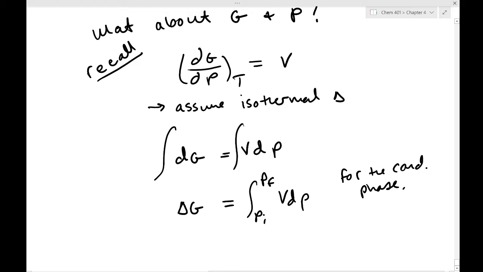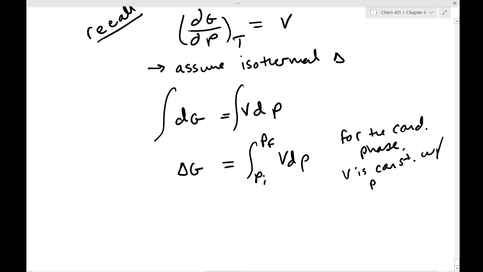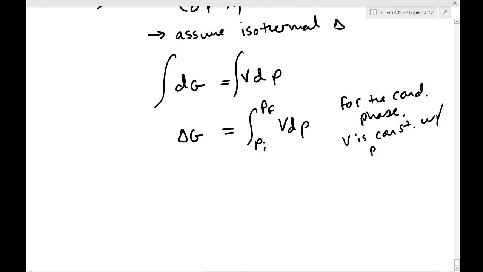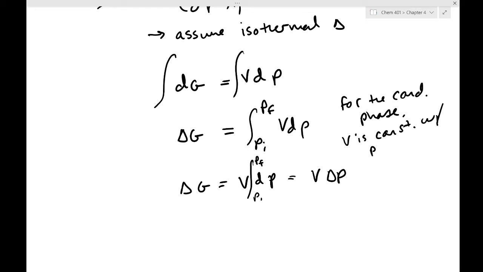Okay. So for the condensed phase, so basically liquid, solid, etc., we can assume that V is relatively constant with P. If you change the pressure by a small amount, then V is relatively constant. So that means that delta G is equal to V times the integral of dP, which is just V times delta P. Okay, but that's for the condensed phase. What about the gas phase?